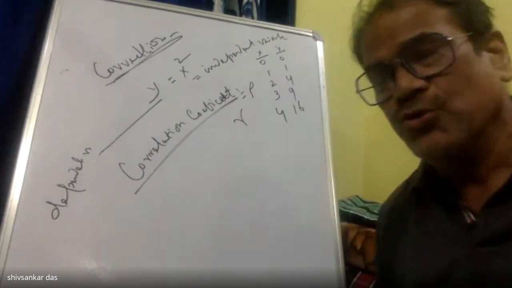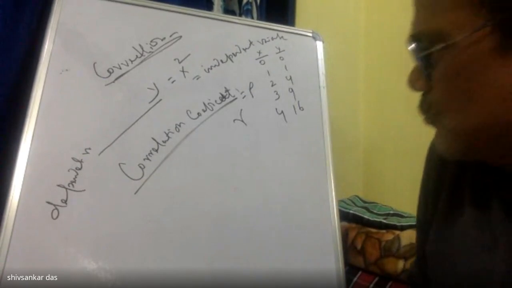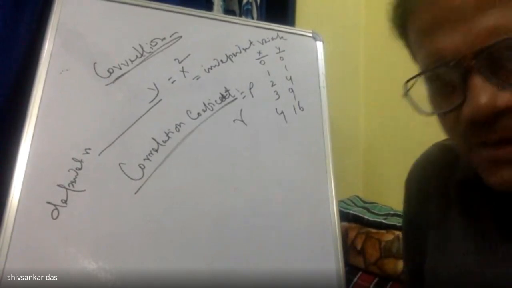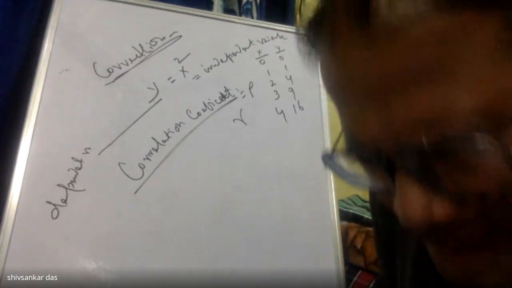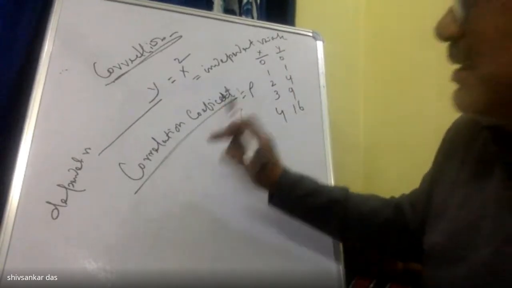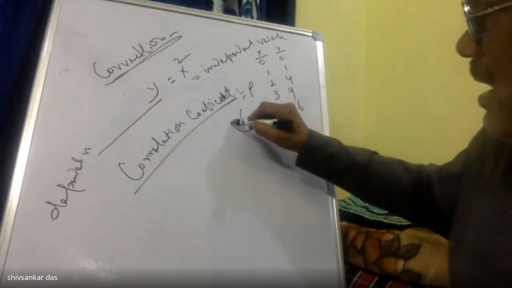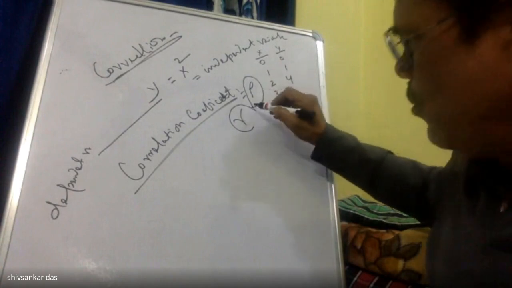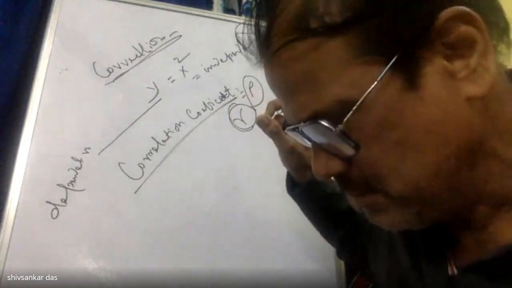Is it clear? Yes, sir. Correlation, the relation between two variables. The relation between two variables is said to be the correlation coefficient. They have a relationship, and what is the degree of relationship? How can you know? By calculating the correlation coefficient R or rho, we can know the degree of relationship between x and y. Okay?